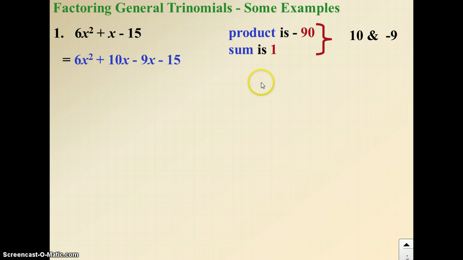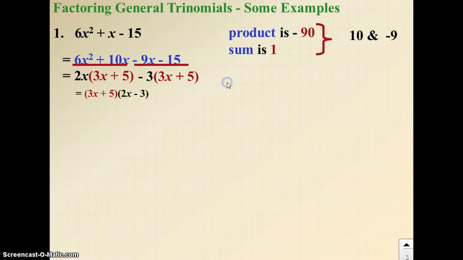The common factor of the first two terms is a 2x. We factor that out, we get 3x plus 5. The common factor of the last two terms is a minus 3. We factor out a negative 3 and we get 3x plus 5, the exact same binomial. If that is the case, then we can factor out that binomial of 3x plus 5, and we're left with 2x minus 3. These are the factors of 6x squared plus x minus 15 using the method of decomposition. Works every time.